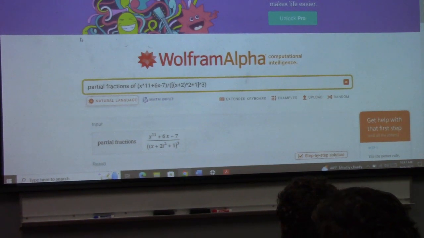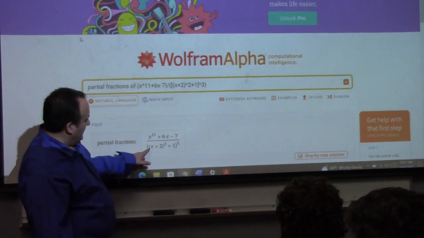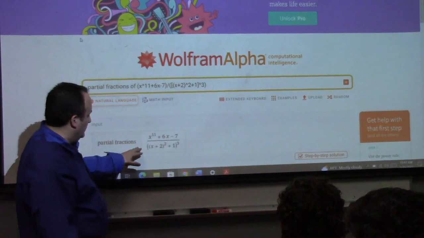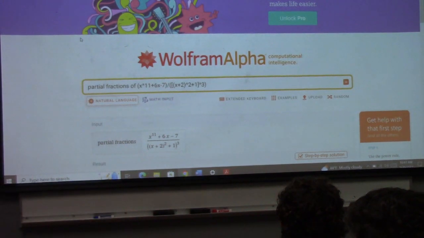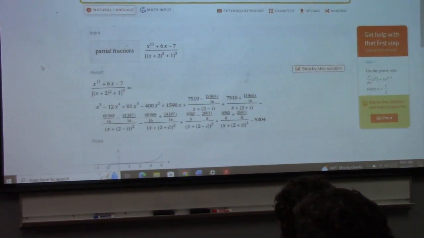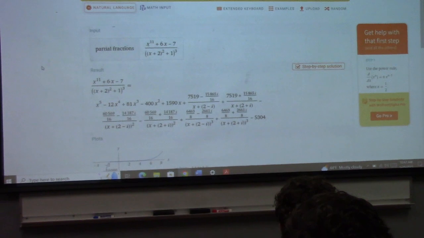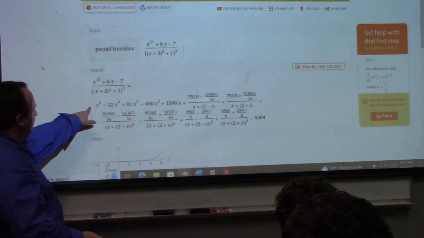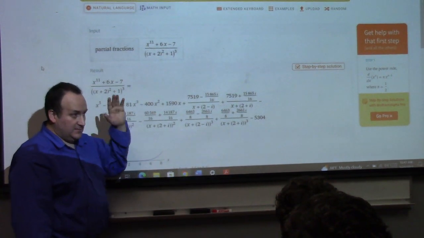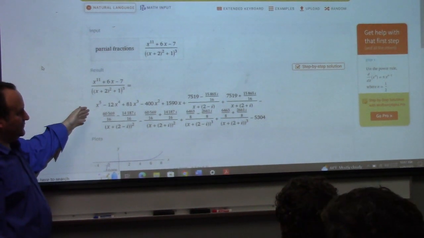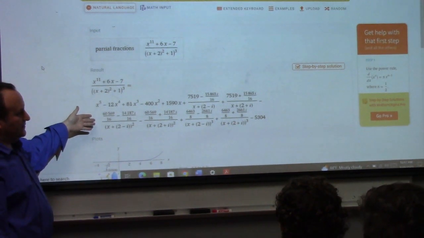So what's my denominator here? It is an irreducible quadratic cubed. What does Wolfram Alpha tell us the partial fractions do? So yeah, this is part of the problem. This comes from the long division, all right? And then see what Wolfram Alpha does? Complex, right?